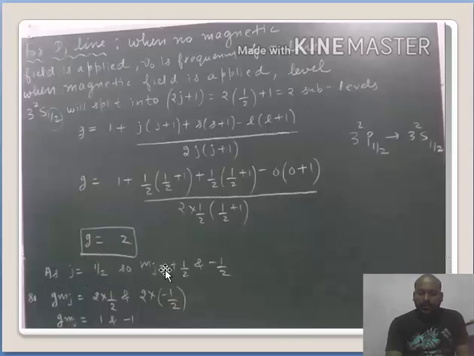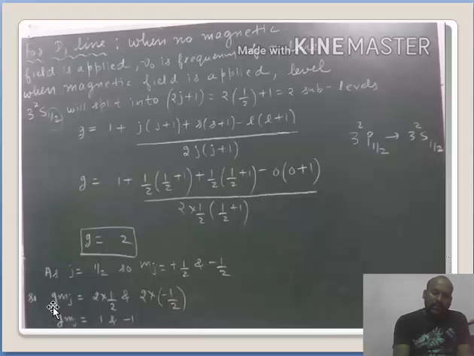J is equal to 1 by 2, and mj, the magnetic quantum number, is always plus 1 by 2 and minus 1 by 2. When you multiply g into mj, the g value is already found, and for the mj value, first you take plus 1 by 2, and next we use minus 1 by 2. Finally we get the answer: the 2 gets cancelled, and we get plus 1. For the other we get minus 1. Put this value in, multiplying the magnetic quantum number and the Landé factor.